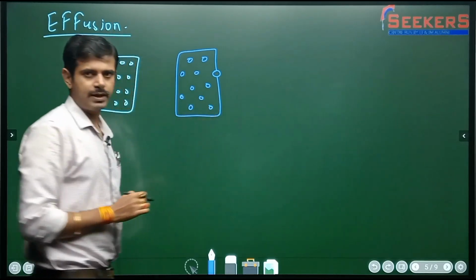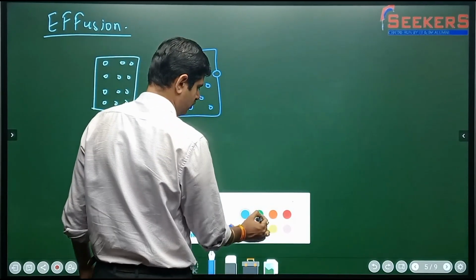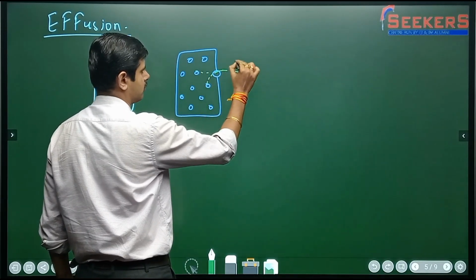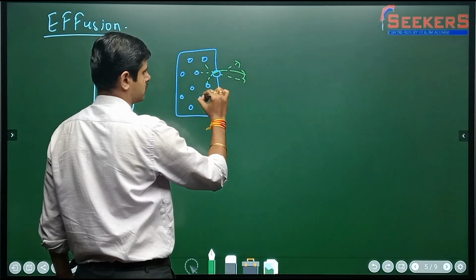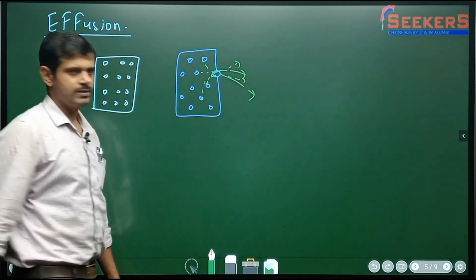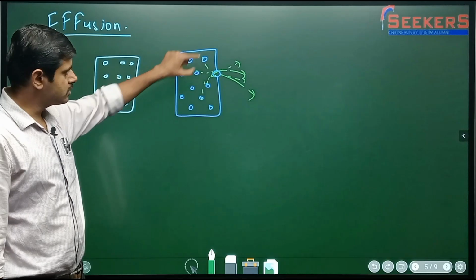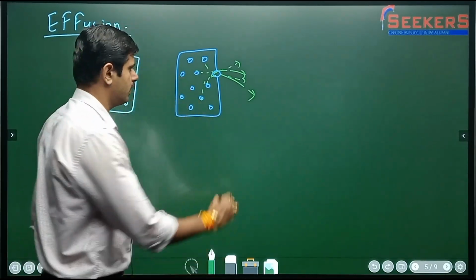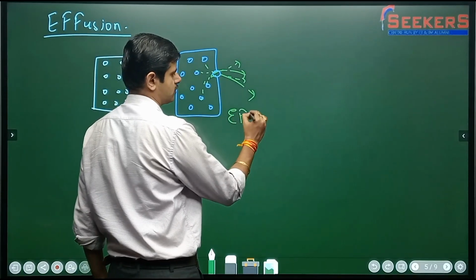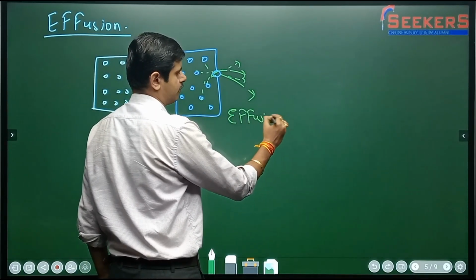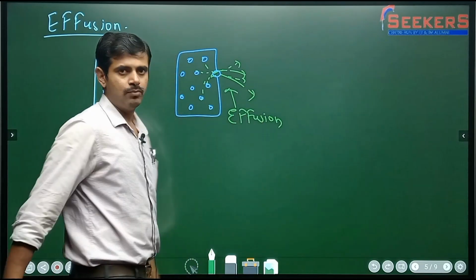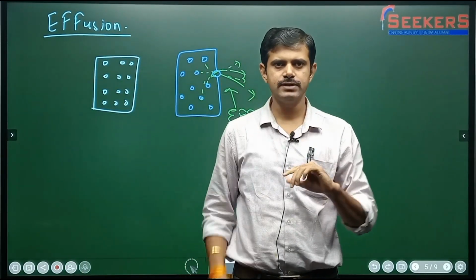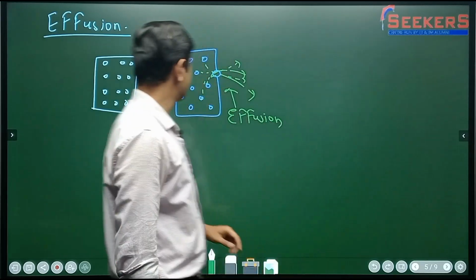Now this gas will always try to move out of the system. This process of a gas moving out through an orifice or a hole is called effusion. So this process is effusion. Moving of a gas out of an orifice is effusion. Intermixing of a gas is diffusion.